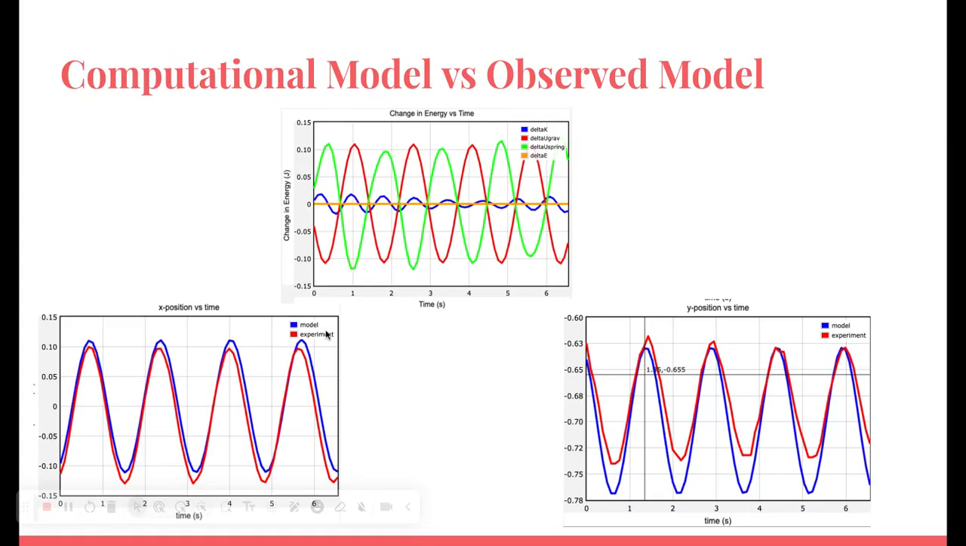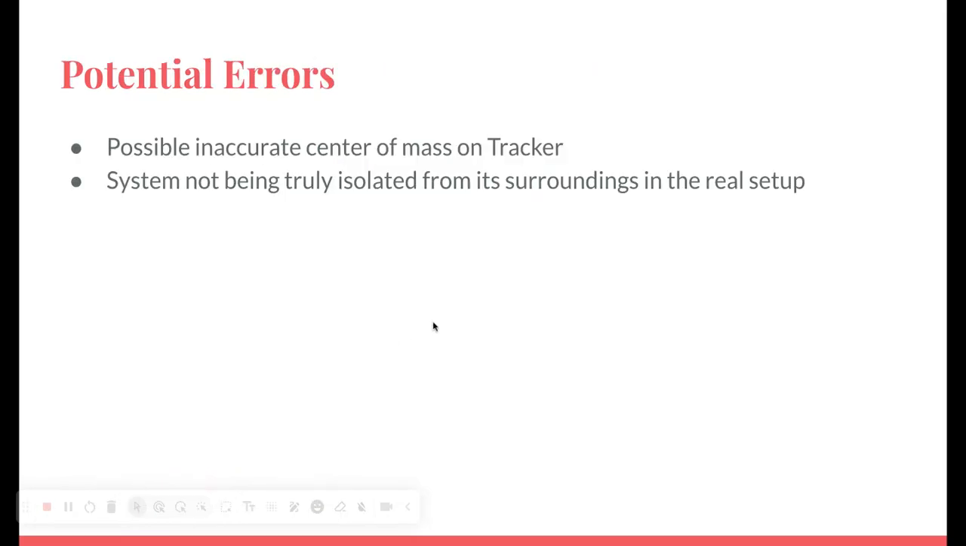And then here's the observed versus predicted model. As you can see, for both the X and Y, the model and experiment are relatively similar, meaning that the model was successful. Here you can see the predicted energy in the system that was calculated by the loop.